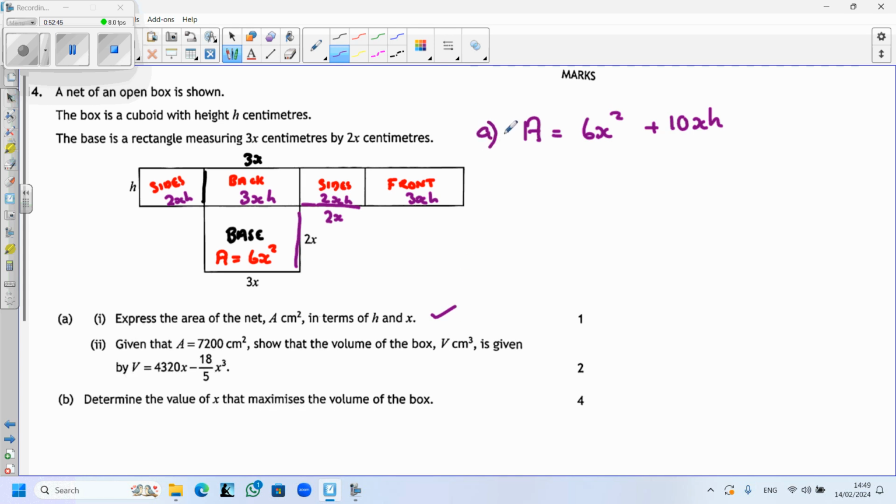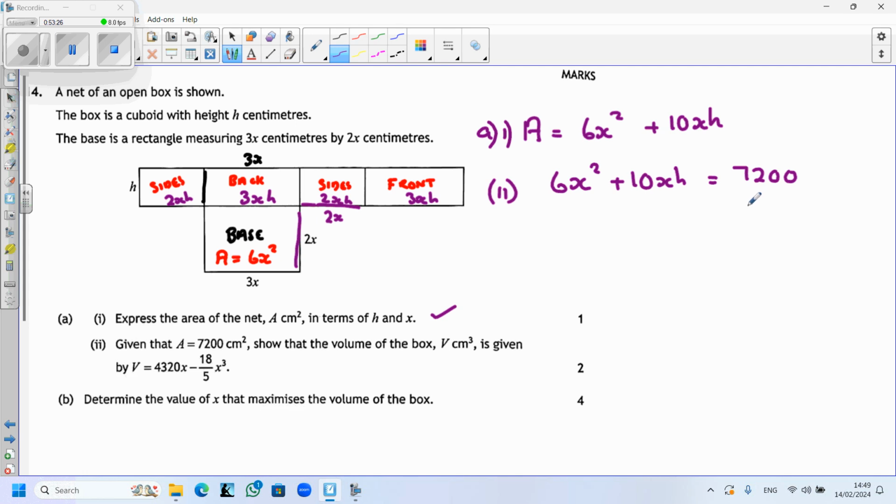Now, I can see right away that the alien letter here is h. Don't want h's in this. Okay, so they're going to give us information so that I can get rid of that. So part 2, it says given that A is 7,200 centimetres squared, show that the volume of the box is given by... So that tells me that whole thing is 7,200. So I've got 6x squared plus 10xh, and that's equal to 7,200 centimetres squared.